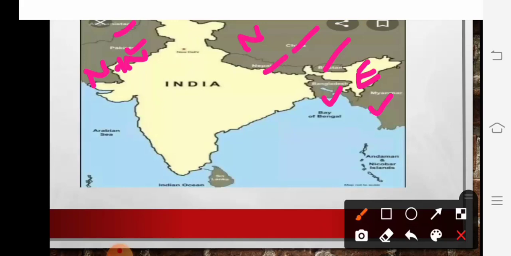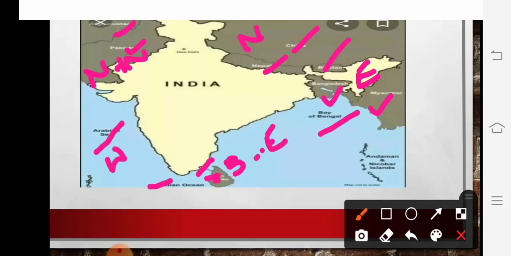Okay, when we go to the southeast, here you can see that Sri Lanka is there. And the line you are going to see, children, is called the Palk Strait and the Gulf of Mannar, which separates it from India. Here you can see that the Arabian Sea is there, the Bay of Bengal is there, and down here the Indian Ocean is there. So the Arabian Sea is in the west, the Bay of Bengal is in the east, and the Indian Ocean is in the south.